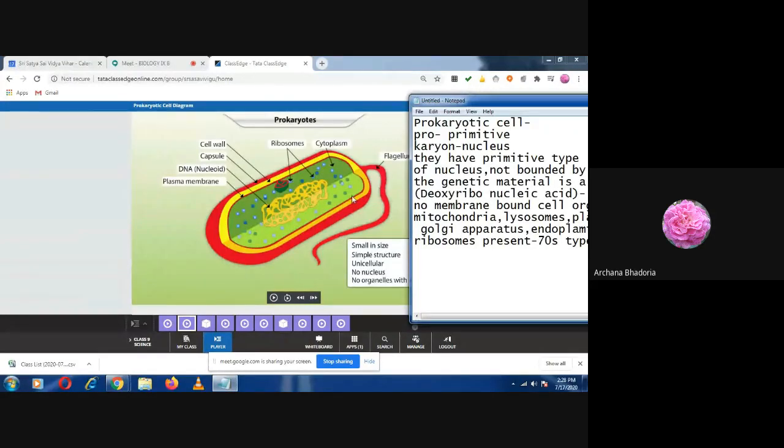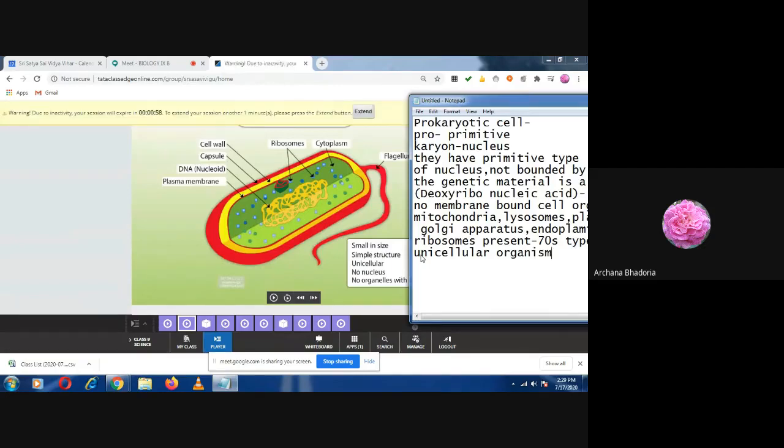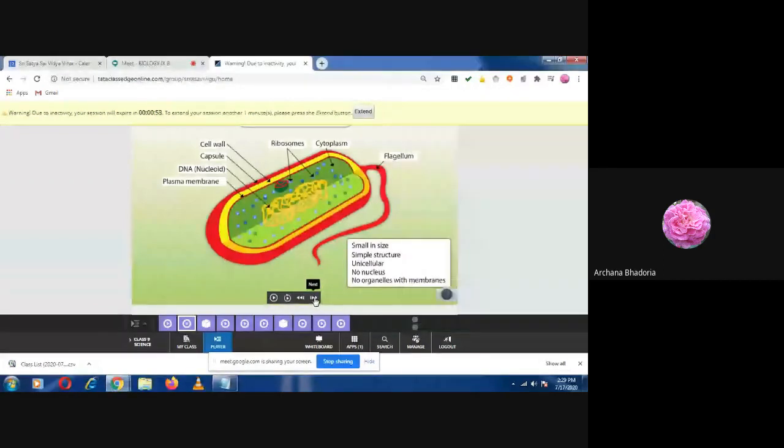So all the prokaryotic cells we find in unicellular organisms. Where do we find the prokaryotic cell? In unicellular organisms. Okay, so examples you have seen already. So I am taking the next slide quickly to try to see it.